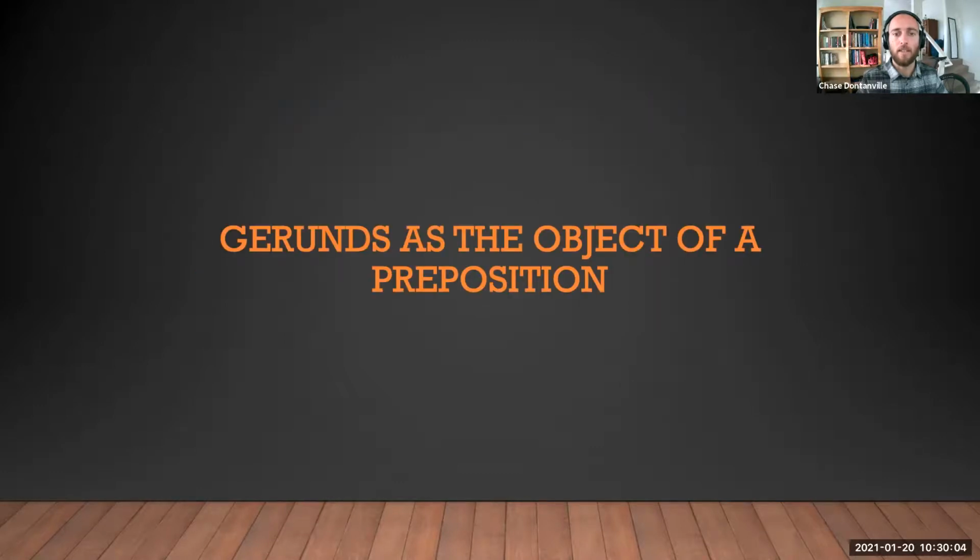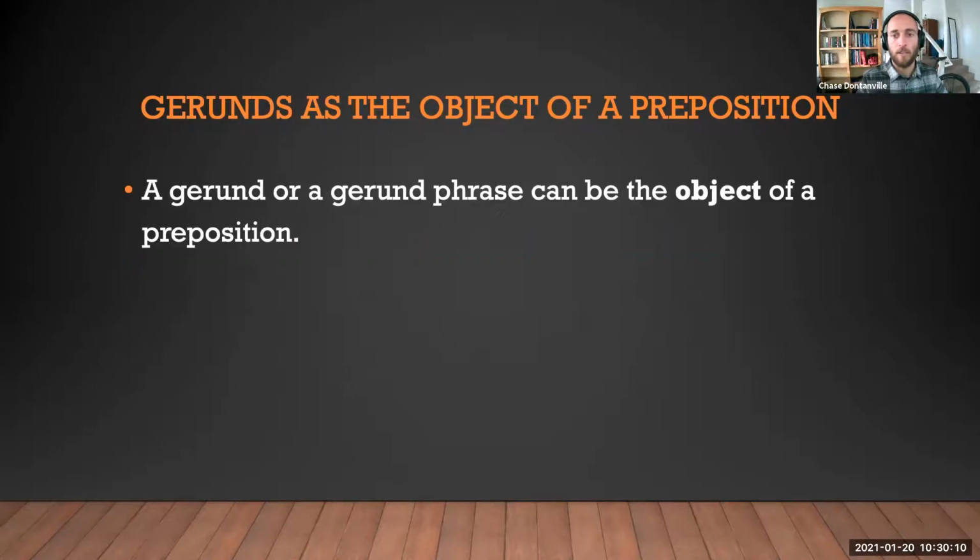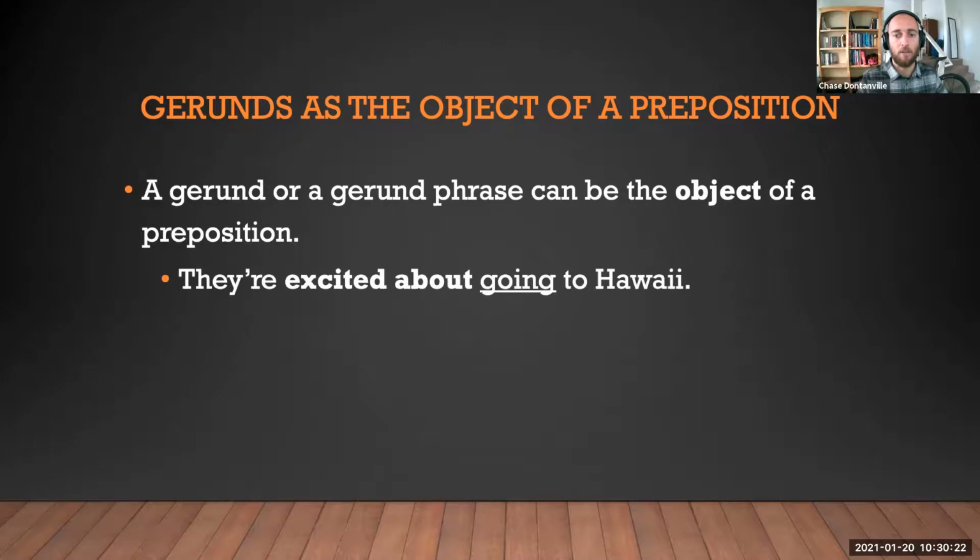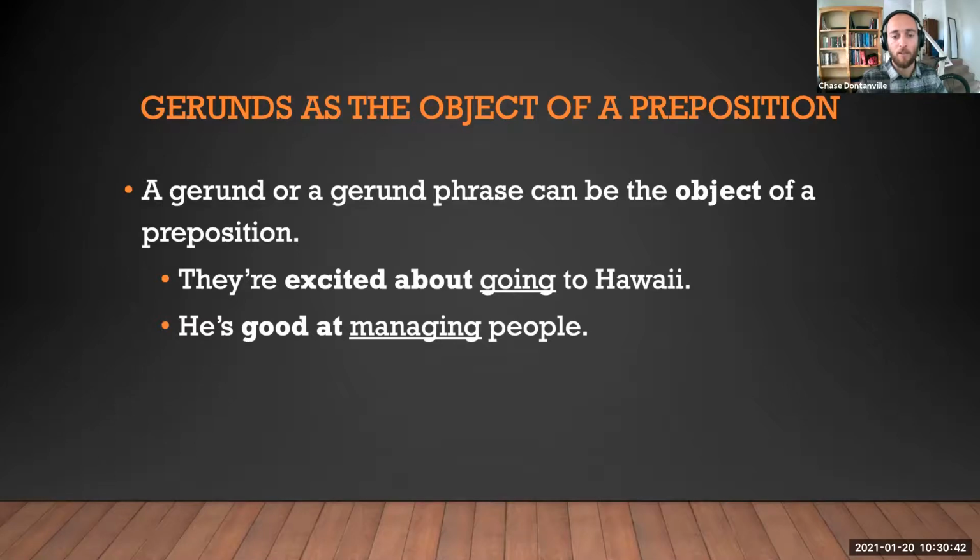Okay, let's look at gerunds now as the object of a preposition. So a gerund or a gerund phrase can be the object of a preposition. Remember, the object of the preposition is the words that come after a preposition. So they're excited about going to Hawaii. So about is the preposition, and the object of the preposition is going to Hawaii. So we use the gerund after the preposition. They're excited about going to Hawaii. He's good at managing people. So after at, we use the gerund form, at managing people.